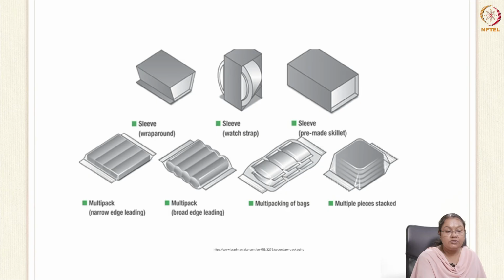It keeps the products inside so that the lid doesn't come out. So sleeve wrap, then pre-made skillet, so sleeves may be provided. Then we have multi-packing of bags together and stacking of these things together. That also comes under secondary packaging.